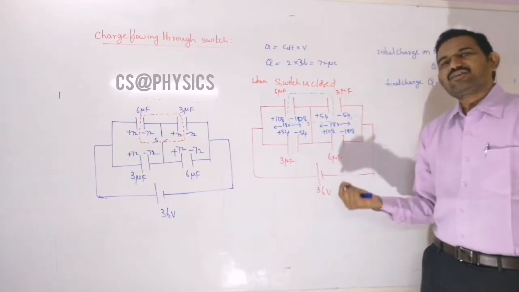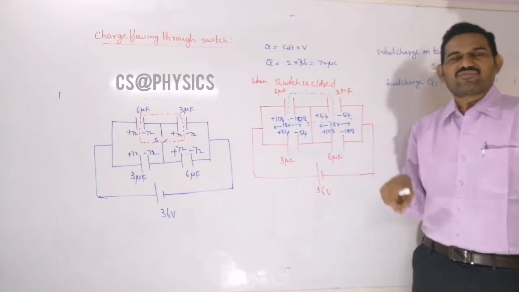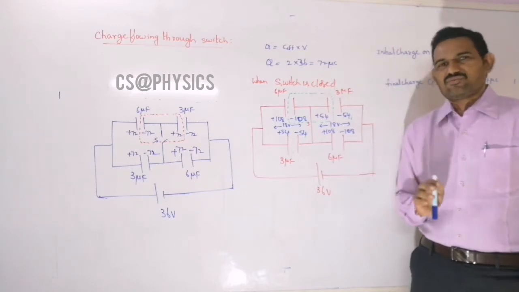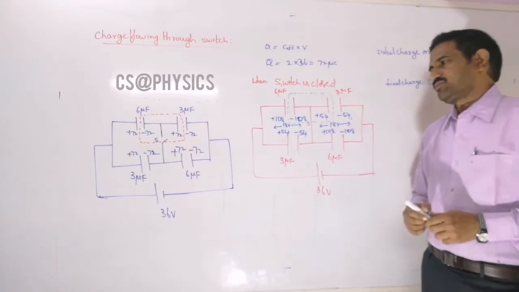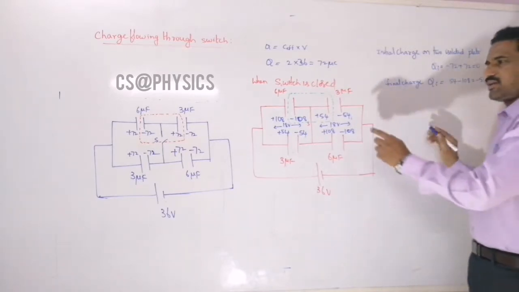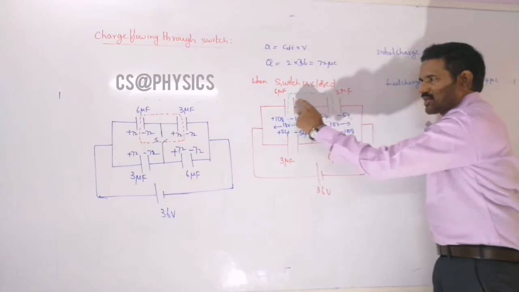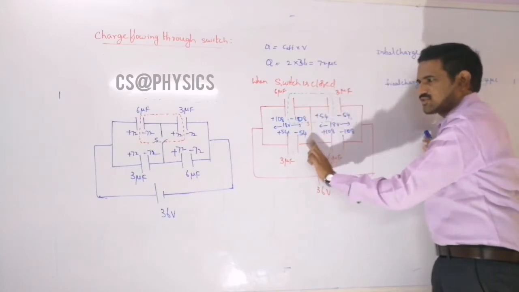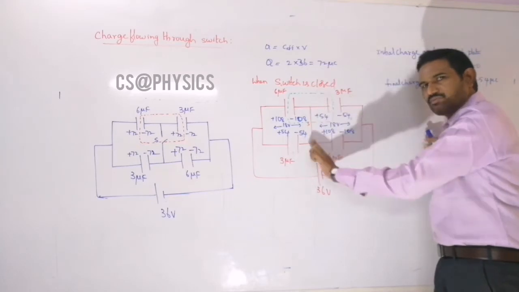If, by giving the arrow upwards or downwards, they are asking about that charge, then we need to write the sign of the charge also. So here, is it clear? The charge flowing through the switch, that means the net charge on these two plates, must flow through the switch only. That is the only possibility here.